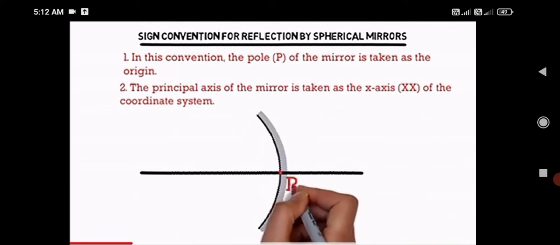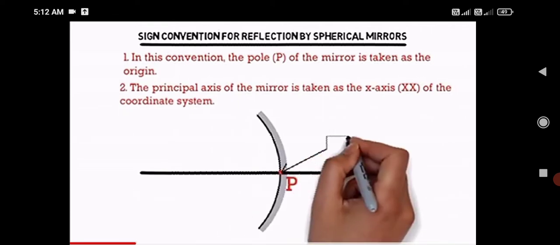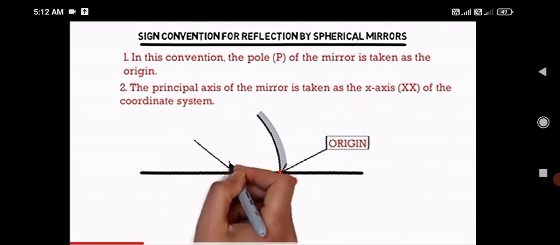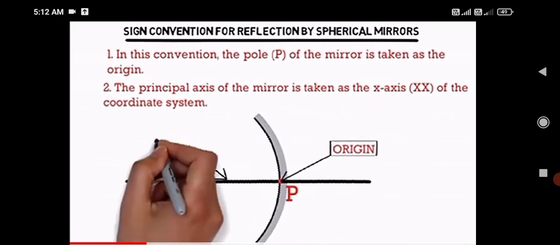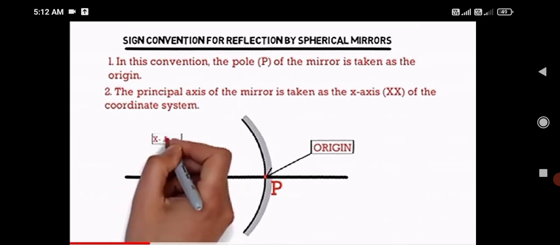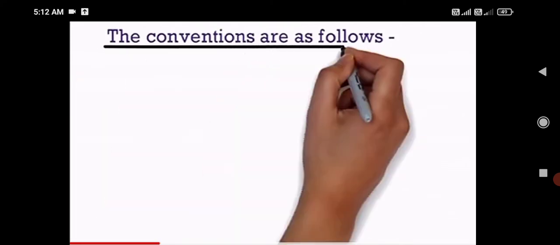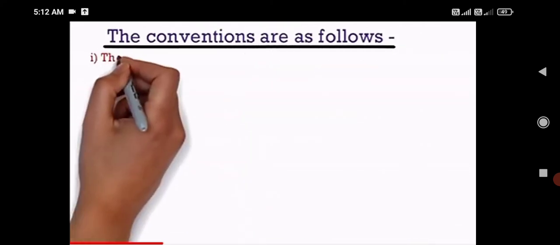Okay, the pole's right hand side is positive. The pole's left hand side is negative. The right hand side of the pole is called positive, the left hand side of the pole is called negative. So the pole is called origin, and the principal axis is just taken as the x-axis. So the pole is the center and the principal axis is the x-axis.